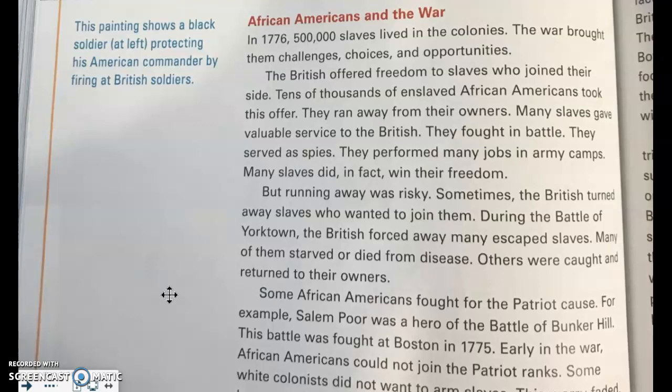Many slaves gave valuable service to the British. They fought in the battle. They served as spies. They performed many jobs in army camps. Many slaves did, in fact, win their freedom. But running away was risky.